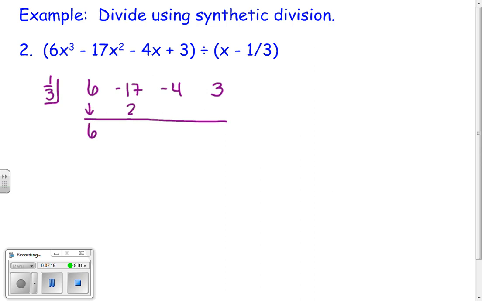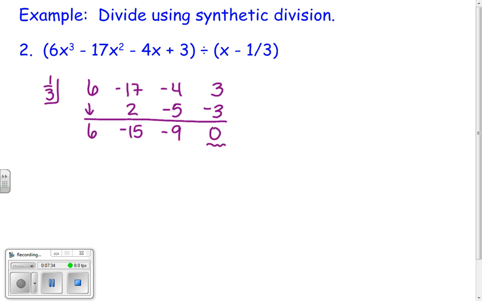1/3 times 6 is 2. Combined with the negative 17 is negative 15. 1/3 times negative 15 is negative 5. Combined with the negative 4 is negative 9. And 1/3 times negative 9 is negative 3. Combined with the 3 is 0.